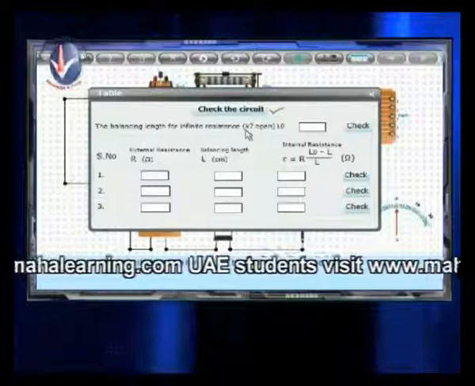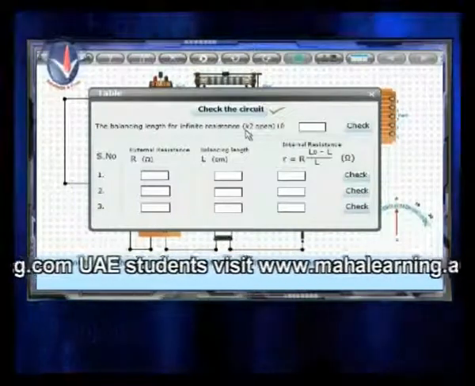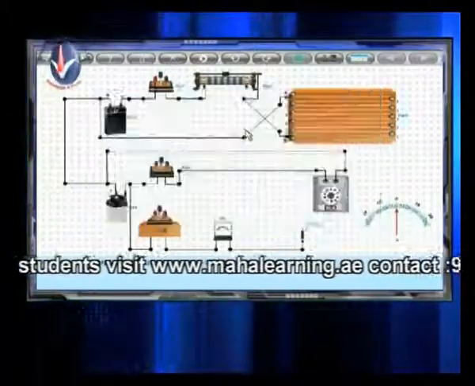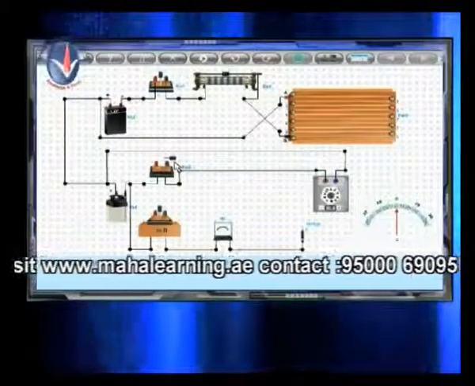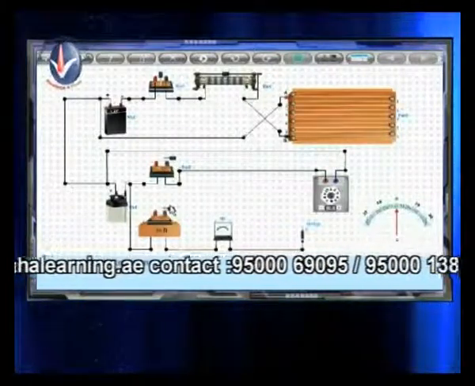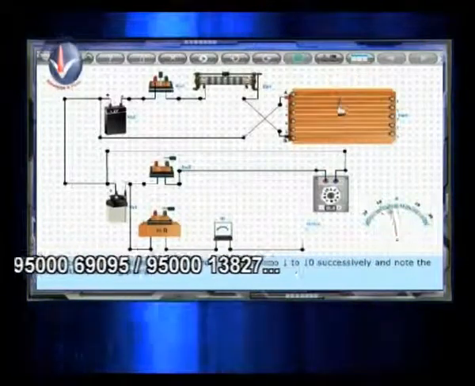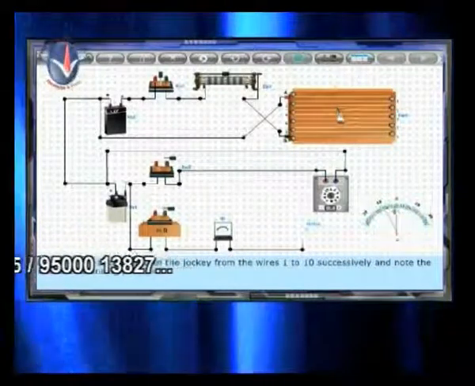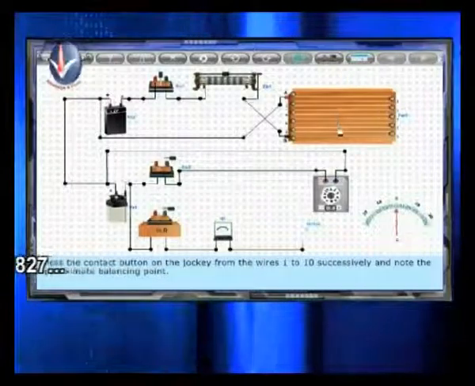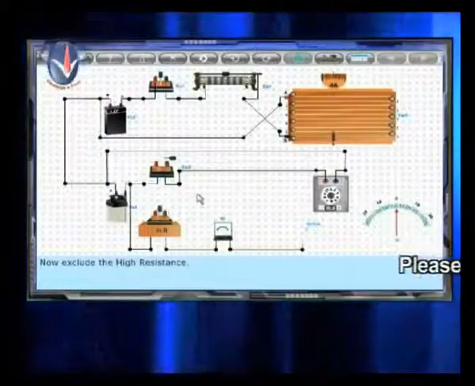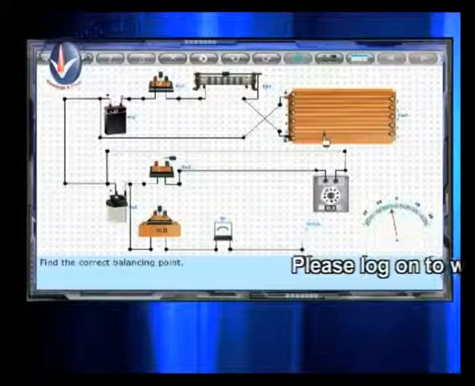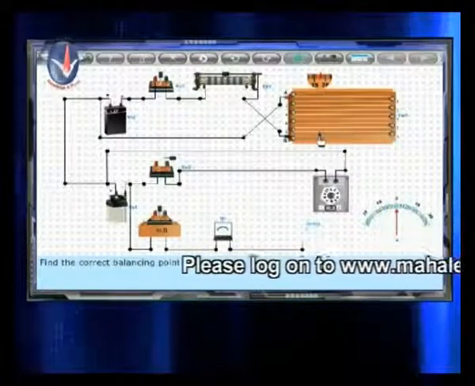First you have to find the balancing length for the infinite resistance. Keep the key in the secondary circuit open. Include the high resistance. Press the contact button on the jockey from the wires 1 to 10 successively and note the approximate balancing point. Now exclude the high resistance. Find the correct balancing point.